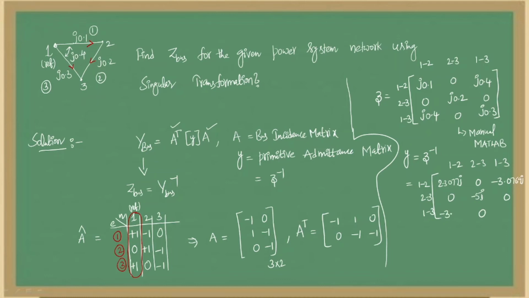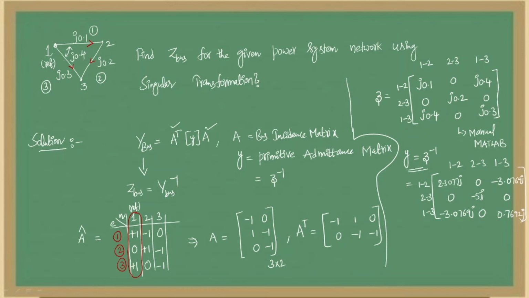So minus 3.0769j. So last term is 0.7692j. If you evaluate the inverse of this matrix Z, you will get Y, which is the primitive admittance matrix. Okay.